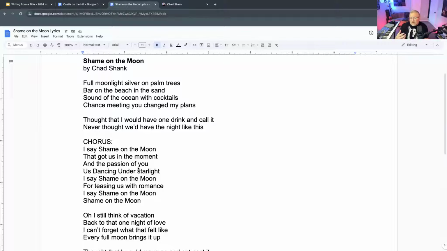So the way that your listener hears your songs for the first time is they're actually focusing on the melody. They're focusing on how it sounds. So having a strong, singable melody is of ultra importance. So that's how I had written this song.